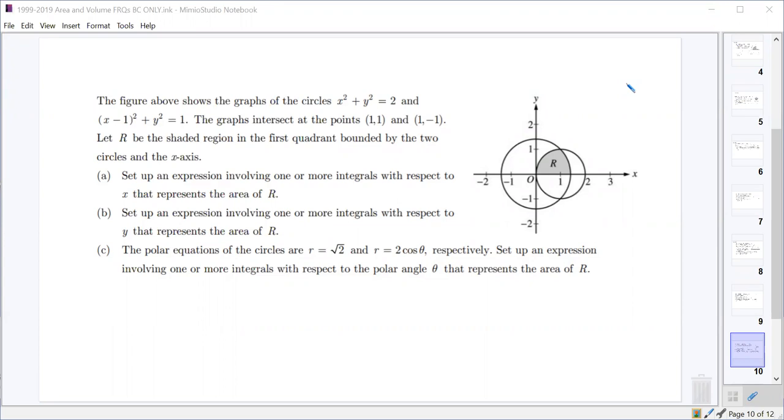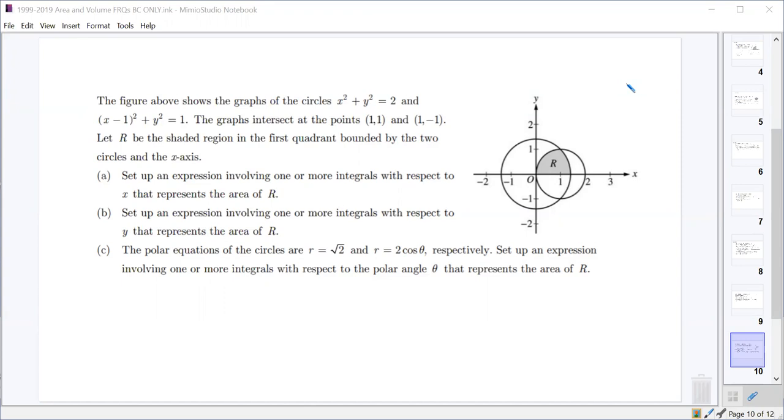Okay. So we got these two circles, x squared plus y squared equals 2, and x minus 1 squared plus y squared equals 1. Gives you some points of intersection, (1, 1) and (1, -1). And says R is that region that they've shaded.